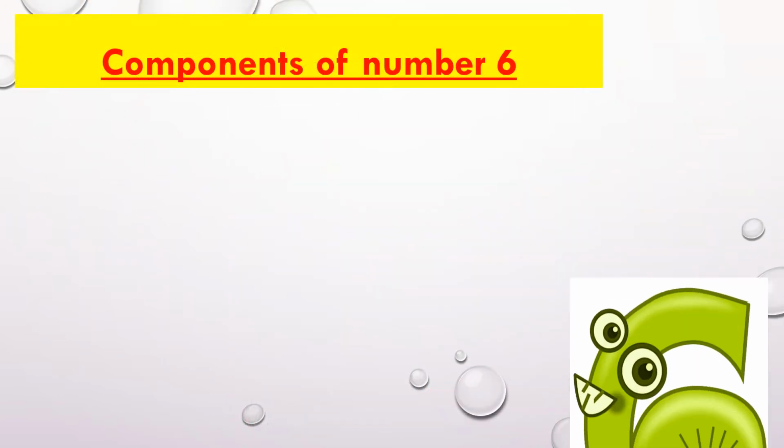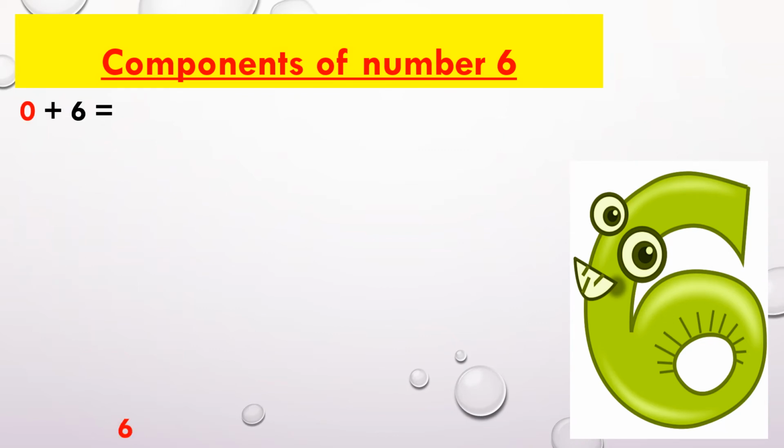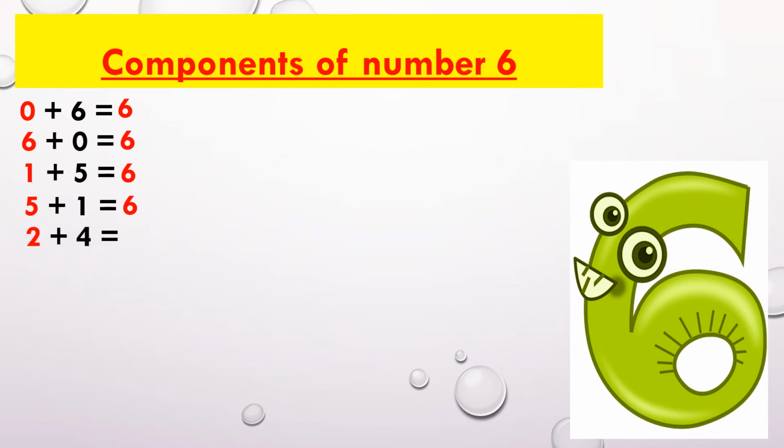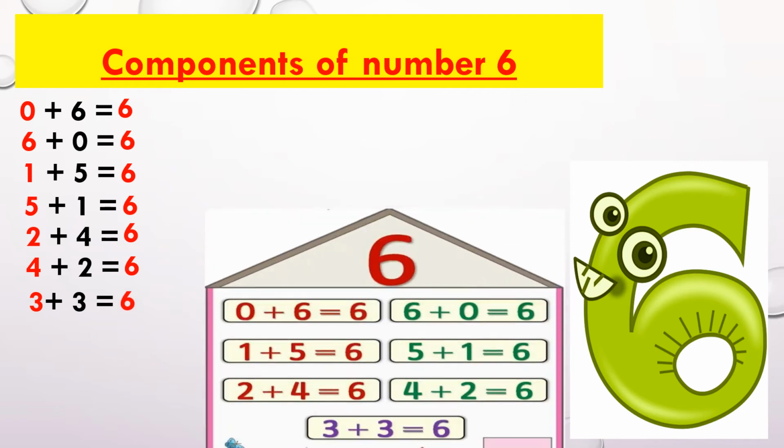Components of number 6. 0 plus 6 equals 6. If I switch the numbers, 6 plus 0 equals 6. So 0 and 6 are components of number 6. 1 plus 5 equals 6. If I switch the numbers, 5 plus 1 equals 6. So 1 and 5 are components of number 6. 2 plus 4 equals 6. If I switch the numbers, 4 plus 2 equals 6. So 2 and 4 are components of number 6. 3 plus 3 equals 6. So 3 and 3 are components of number 6.